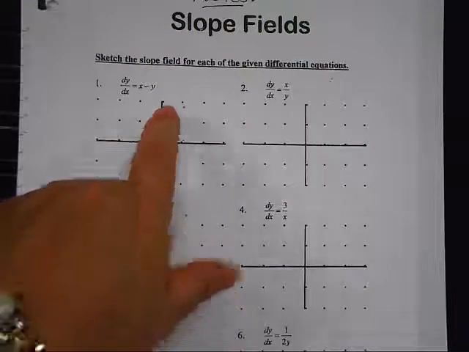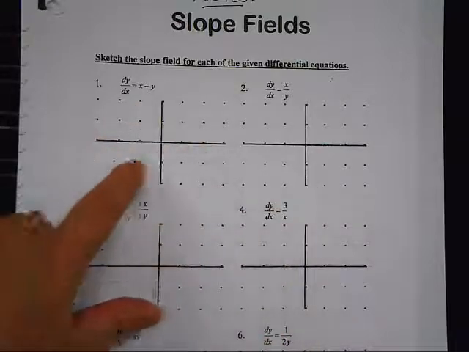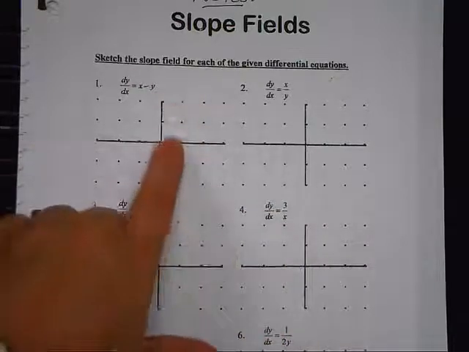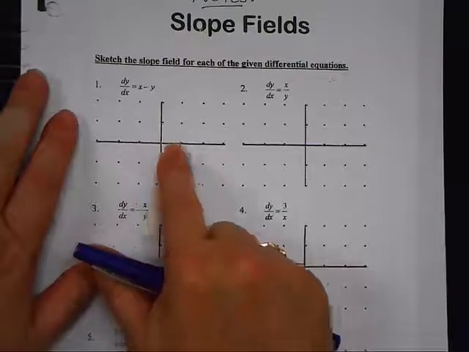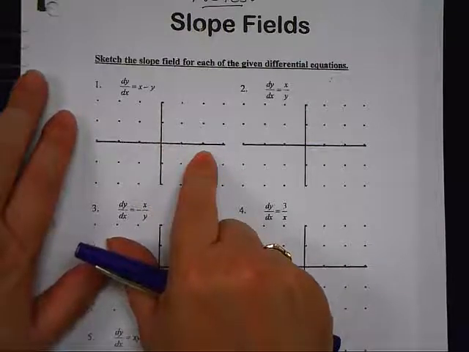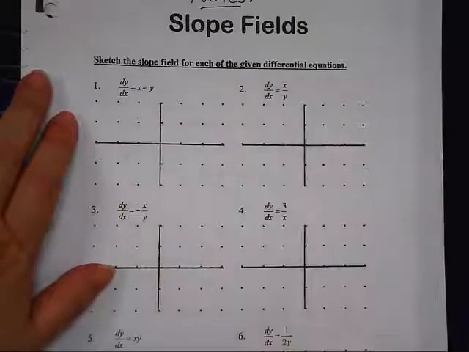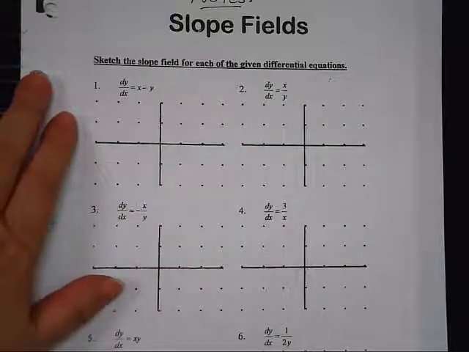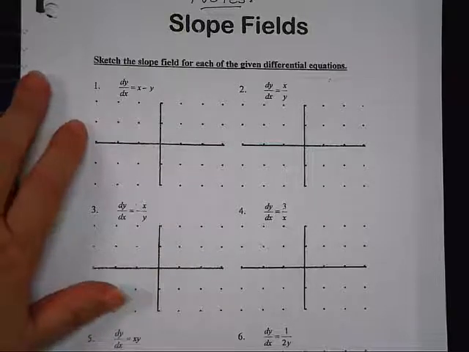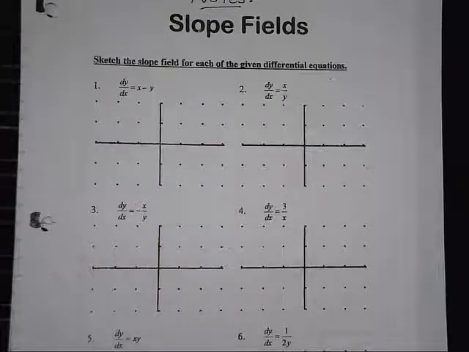What makes these different is that you are going to put a graph on every single dot that's on this part. And each of these dots represents one unit. Okay? So it says to sketch the slope field for each of the differential equations. We're taking all the stuff we've been working with for the last week and we're graphing it. All right? So let's take the first one.